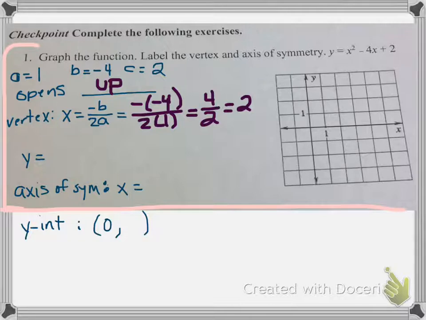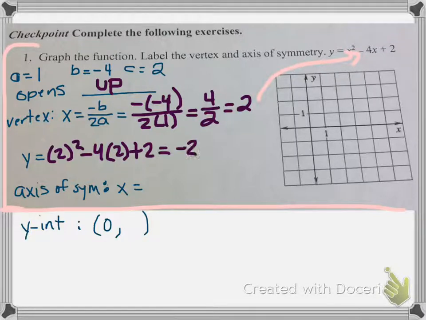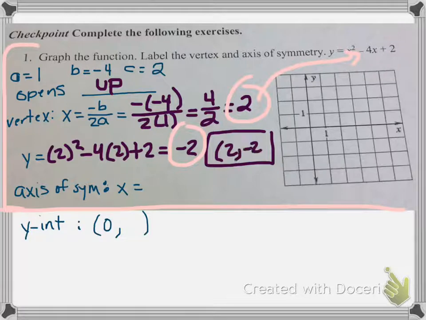Now, please keep in mind, this is just my x coordinate. I need to go ahead and plug in that 2 into the top equation. So I have parentheses 2 squared minus 4 times 2 plus 2. Once I put that into the calculator, that's 4 minus 8 plus 2. That right there is going to be a negative 2. So both of these numbers together, both that one and that one, that's going to give you my vertex. So my vertex would be 2, negative 2.